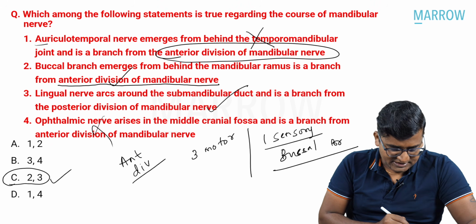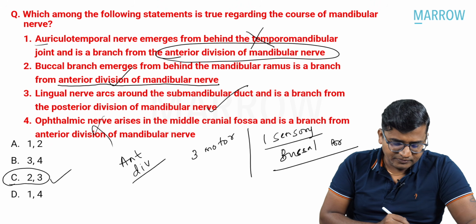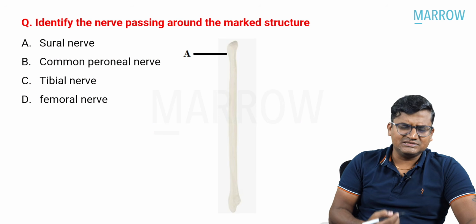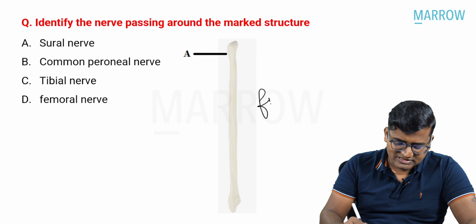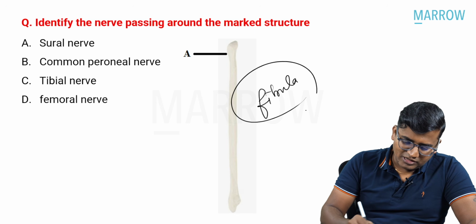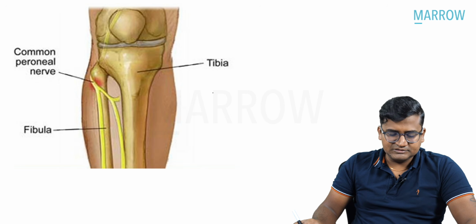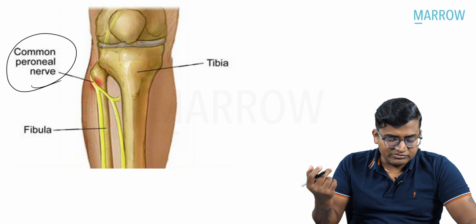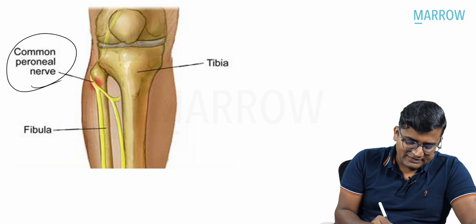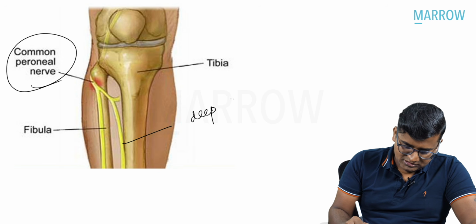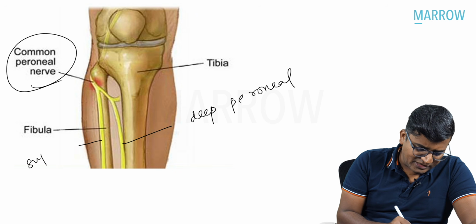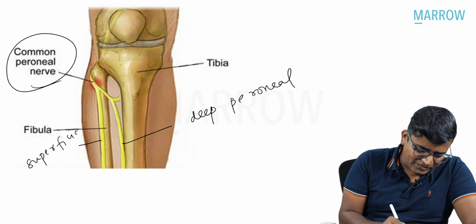Okay, right. Now see the next question. Identify the nerve passing around the marked structure. Very easy question, a direct question. This is our fibula bone. Around the neck of fibula, one nerve is passing. Which nerve? Our common peroneal nerve. Common peroneal nerve winds around the neck of fibula and in turn divides into the deep peroneal nerve and the superficial peroneal nerve.